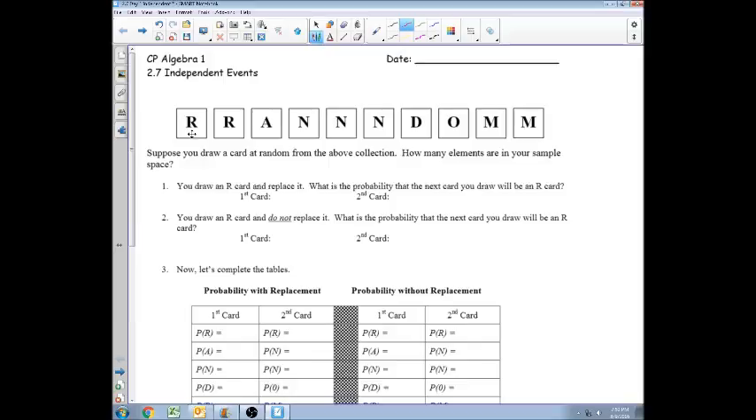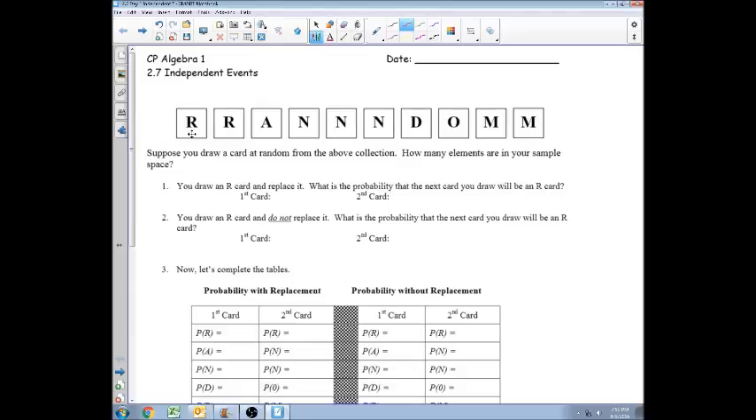Welcome back to Mr. DuPage's classroom. This lesson is for my CP Algebra 1 class. It is 2.7 Day 1 Independent Events. It is the next step in our probability lessons we have been working on. First thing, make sure that the date is up in the top right-hand corner. And let's get right to work.